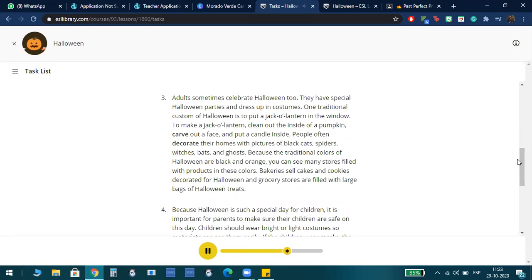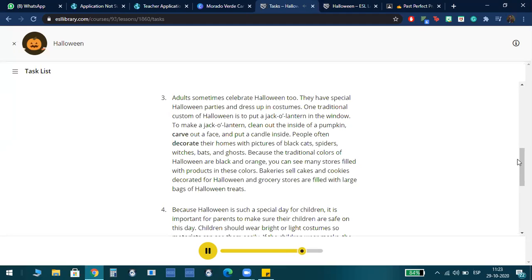Because the traditional colors of Halloween are black and orange, you can see many stores filled with products in these colors. Bakeries sell cakes and cookies decorated for Halloween, and grocery stores are filled with large bags of Halloween treats. Because Halloween is such a special day for children, it is important for parents to make sure their children are safe on this day. Children should wear bright or light costumes so motorists can see them easily.